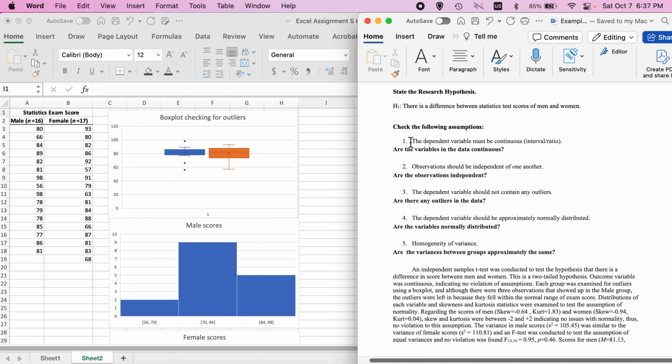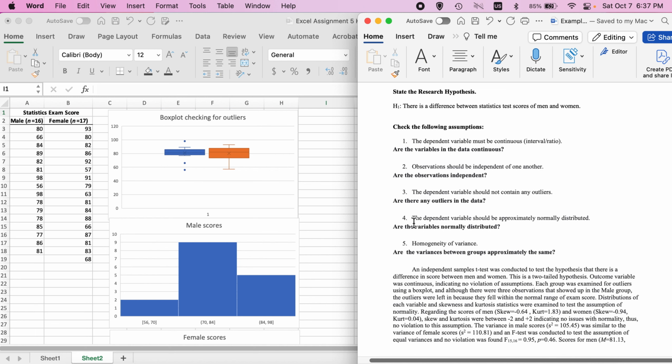So we do have independent observations. This is not a paired samples situation where you have a before and after. This person has the one score. Each person has their own score, and these two groups are completely independent of one another. So these observations are independent.